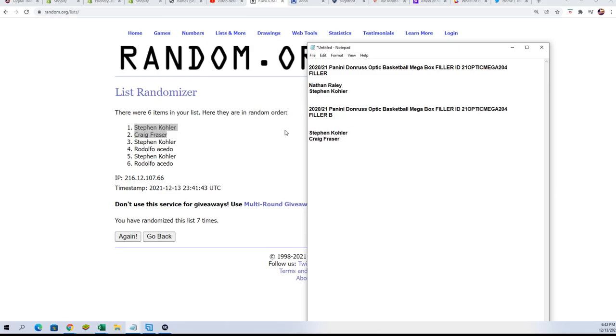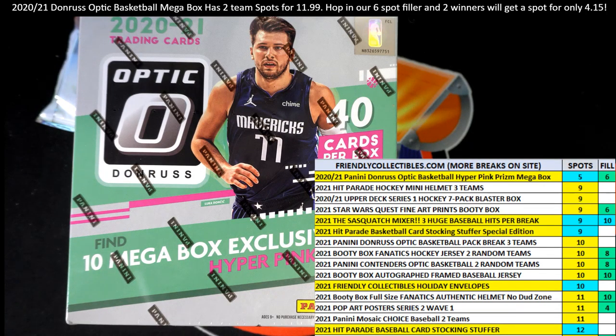It's always so exciting. You never know what's going to happen in those fillers. But you do get a chance to win spots for a fraction of the price. $11.99 is the retail, and two people just got in for $4.15. Stephen K, congrats. And Craig, congratulations. As now, Optic Mega is at five left.